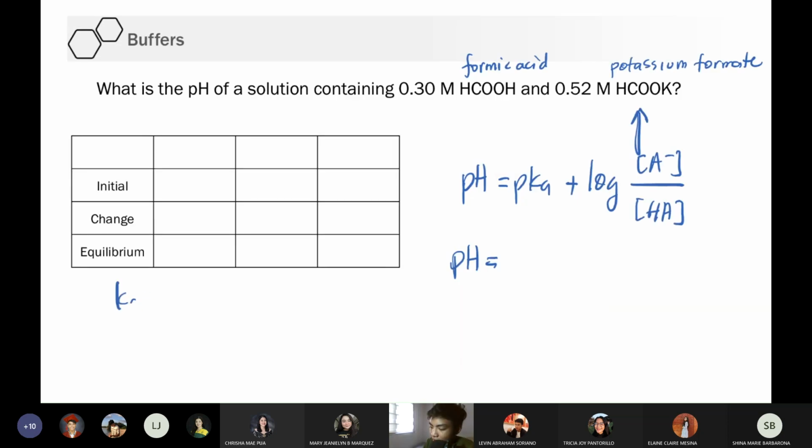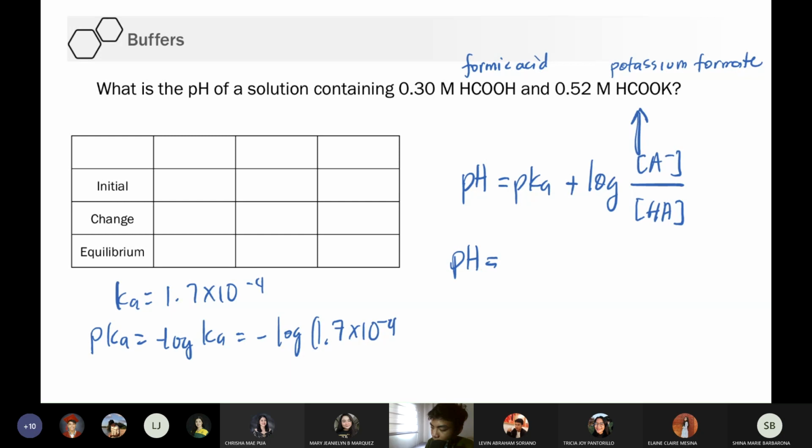So for formic acid, Ka is 1.7 times 10 raised to negative 4. To get the pKa, that is the negative log of Ka. Now negative log 1.7 times 10 raised to negative 4. We say pKa is equal to 3.77. So pKa is 3.77 for the formic acid plus logarithm of the concentration of conjugate base over the acid.